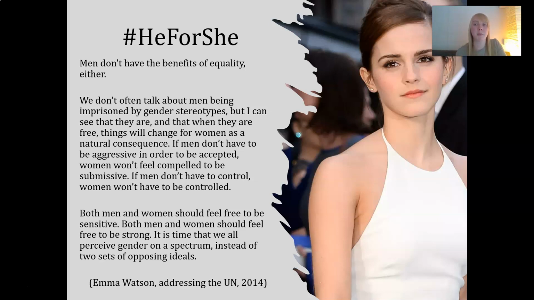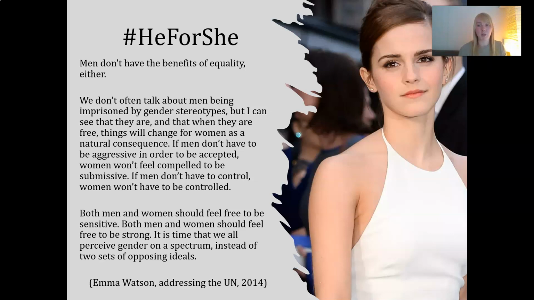We don't often talk about men being imprisoned by gender stereotypes, but I can see that they are, and that when they are free, things will change for women as a natural consequence. If men don't have to be aggressive in order to be accepted, women don't feel compelled to be submissive. If men don't have to control, women don't have to be controlled.